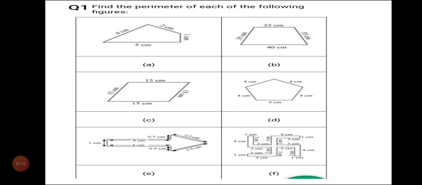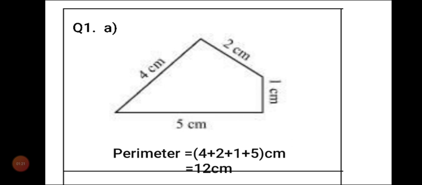So dear students, to find the perimeter of all these figures, we will take the total of all the sides. This is the first part, where four sides are there. To find its perimeter, the perimeter must be equal to 4 plus 2 plus 1 plus 5 centimeter. So the total is 12 centimeter.